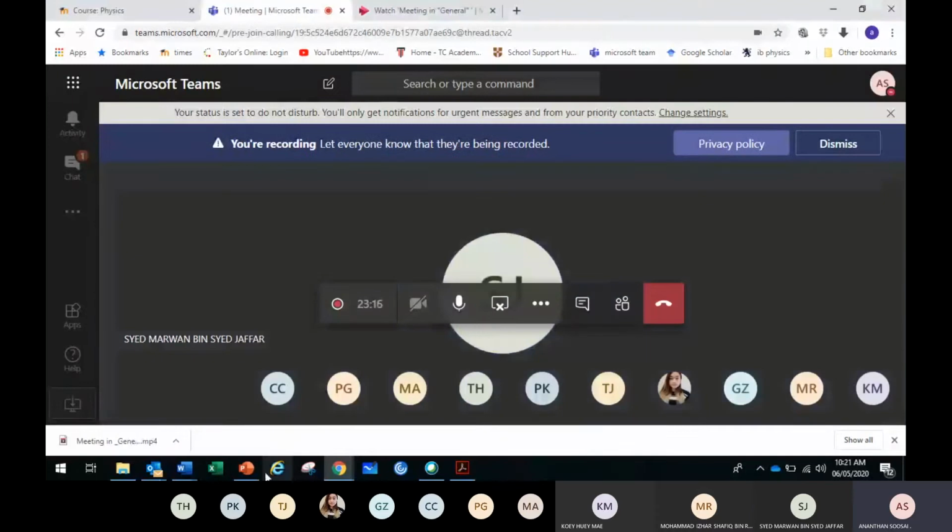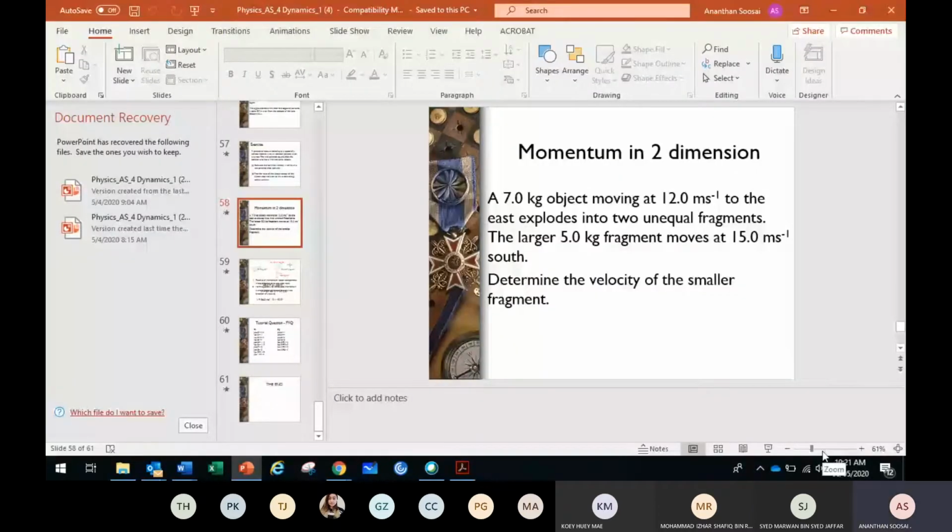Okay, can everyone see the slide? Okay. So everyone can see the slide.